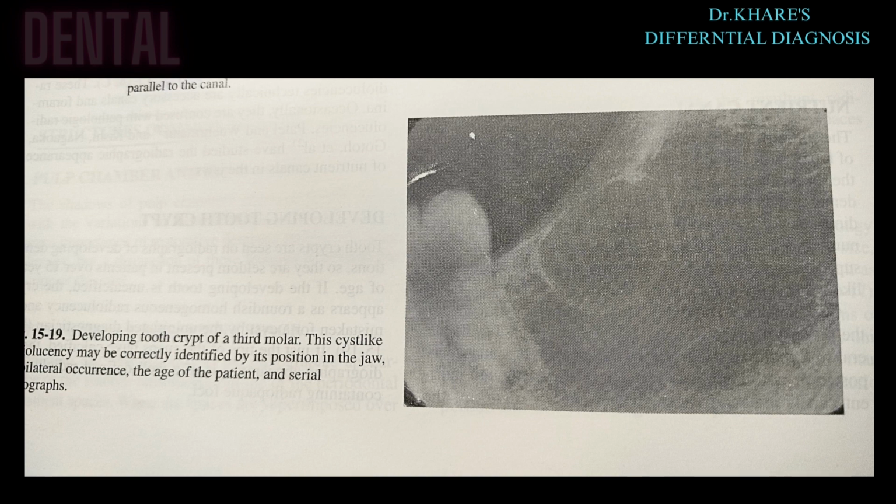This is the IOPA of mandibular posterior region. Developing tooth crypt of third molar can be seen. The cyst-like radiolucency may be correctly identified by its position in the jaw, bilateral occurrence, the age of the patient, and serial radiograph.